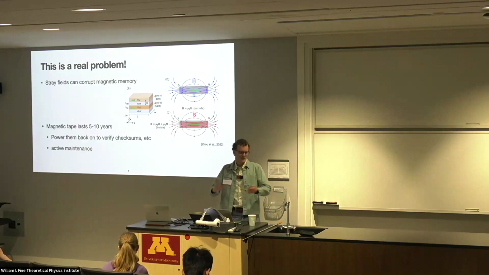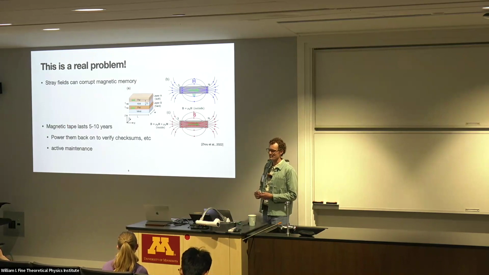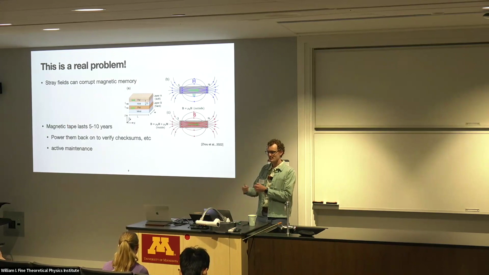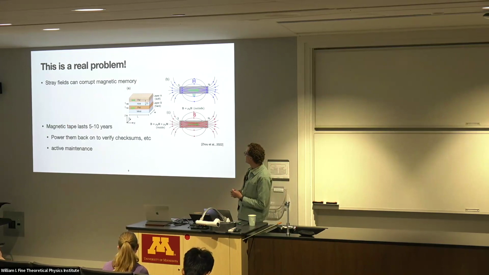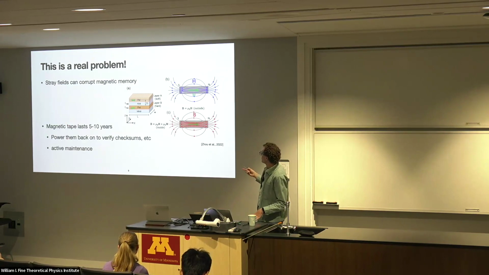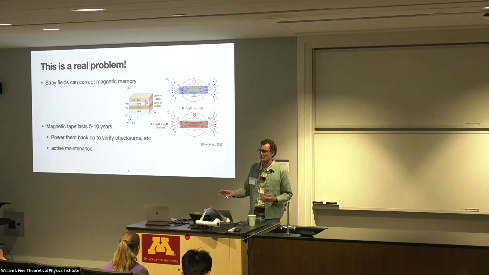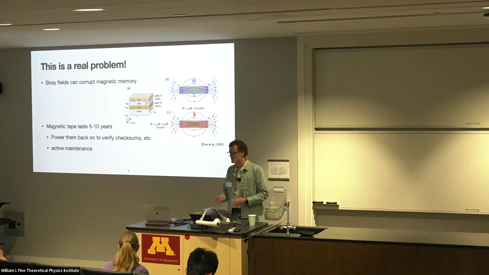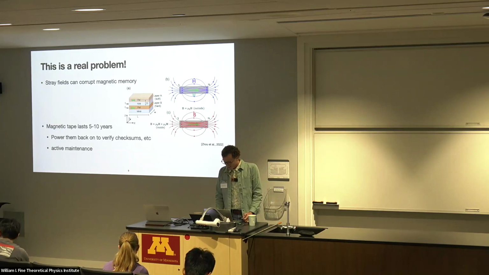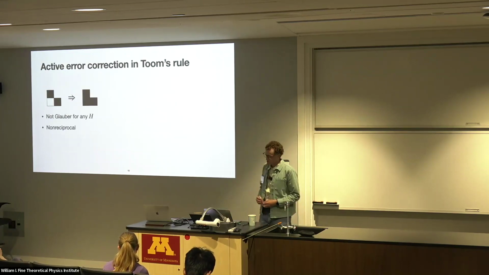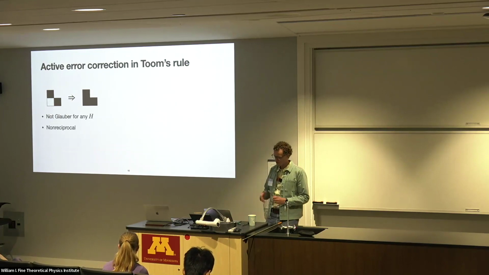And this is actually a problem in real world materials. If you take your hard drive and let it sit for too long, the stray magnetic fields can corrupt the memory. So you have these different domains that are next to each other, and one of them can affect the other. This means that if you're doing some sort of long-term storage, you have to go back and make sure it's okay every once in a while. But an alternative to this is what's called active error correction.